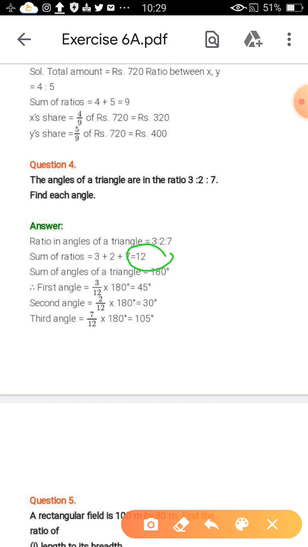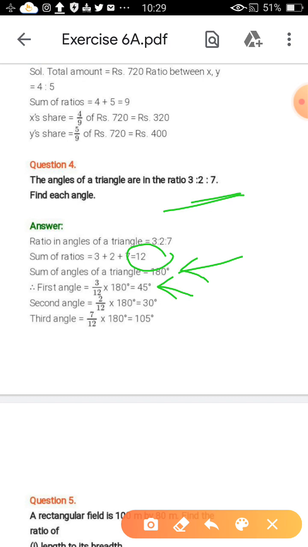We know this is the universal rule. The sum of angles of a triangle is how much? 180. Then the first angle. See, these three parts are there. From that, how much is the first? 3 upon 12 multiplied by 180. 3 upon 12 multiplied by 180. Do the calculation. So how much answer did you get?